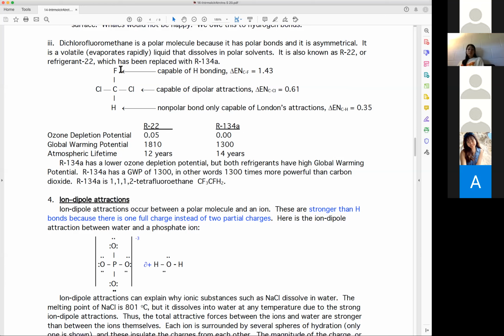So the balance of attractive forces is extremely important. If I were to put water molecules in here, I would get hydrogen bonding between water and this fluorine right here. And guess what? It wouldn't work. Your air conditioner wouldn't work.